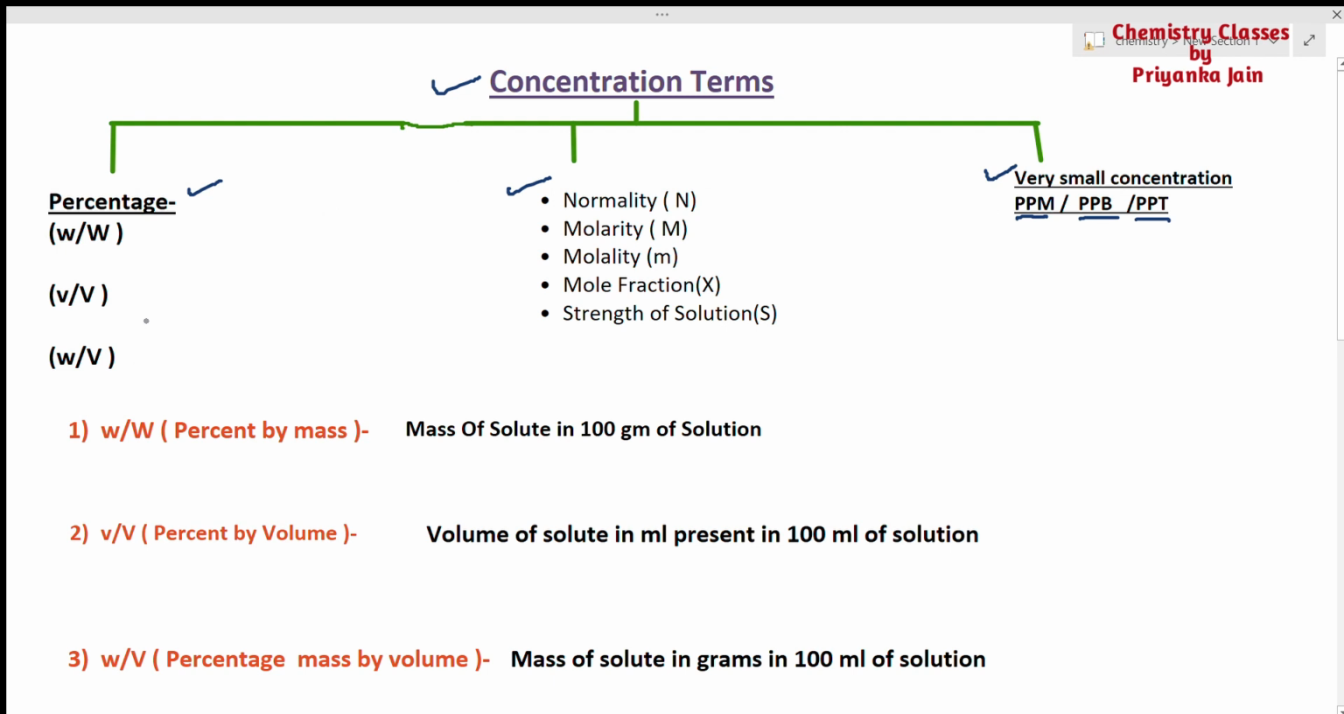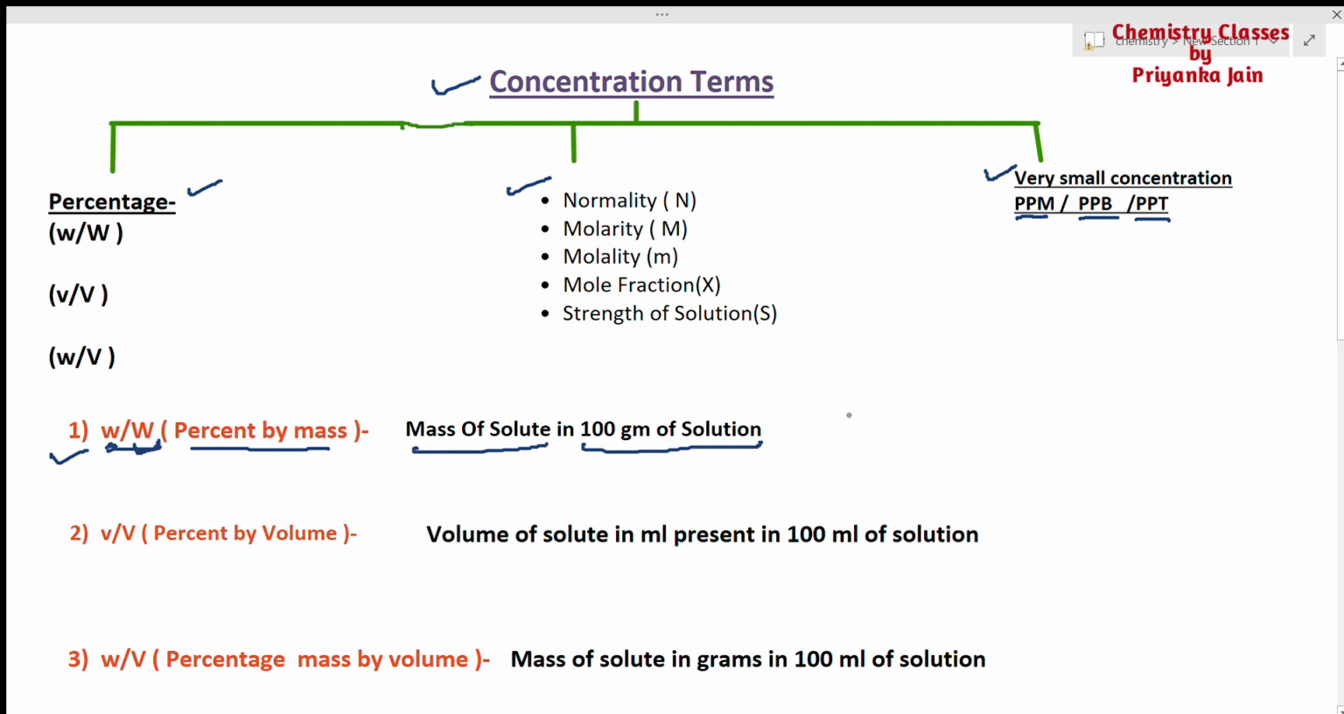So firstly we will see the percentage based terms. First is weight by weight, which means percentage by mass. What does it mean? The small w represents the mass of the solute, and the capital W represents the mass of the solution. So we find the mass of solute in 100 grams of solution. This is called percentage by mass. It means the mass of solute that is present in 100 grams of solution.